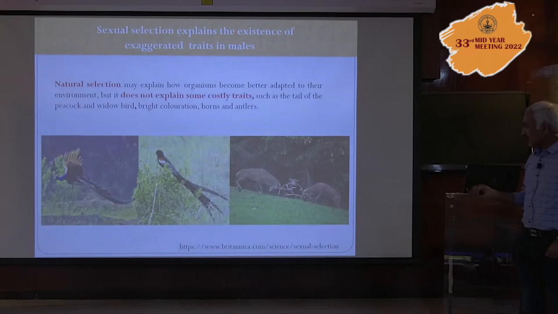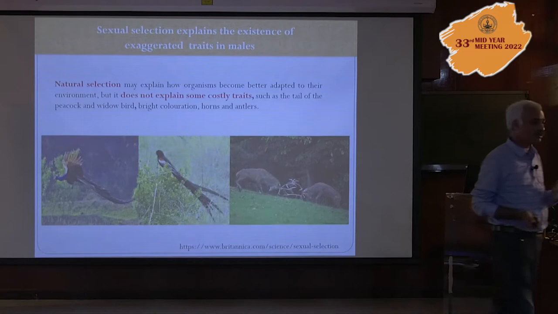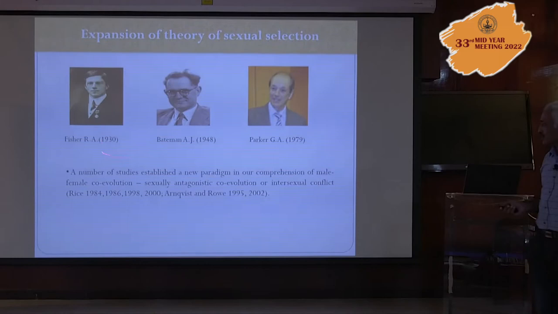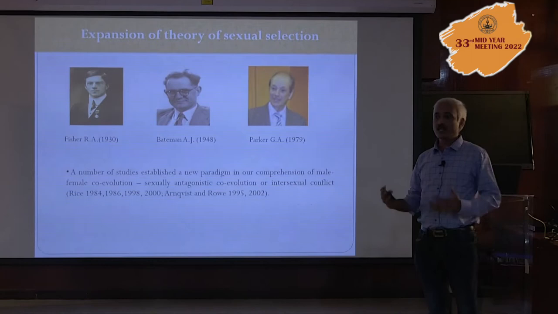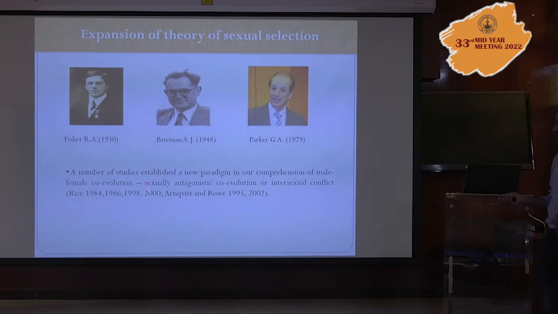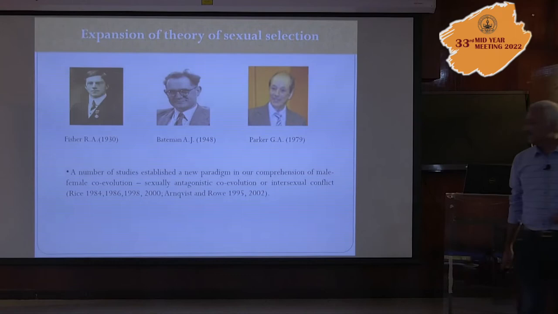Now, the idea of sexual selection has been worked on empirically and theoretically for more than 100 years or so. And this idea has been expanded upon by the work of Fisher, Bateman, Parker, etc. We have new paradigms, new ways of looking at this whole idea of intersexual coevolution. One of these ideas is that of sexually antagonistic coevolution, or simply called intersexual conflict. So what is this intersexual conflict?